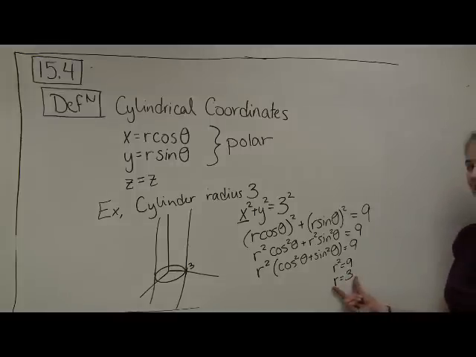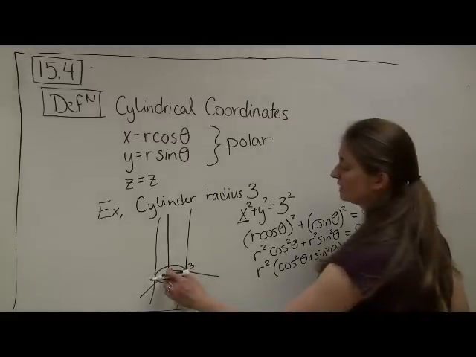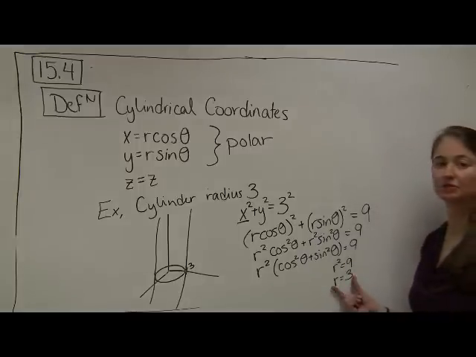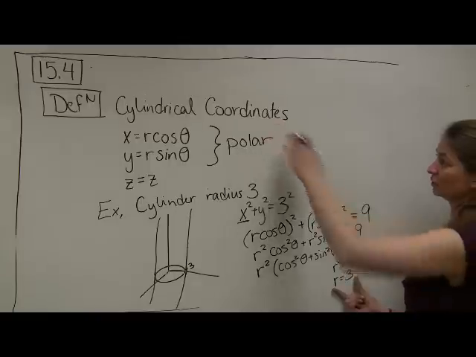Notice I'm not actually going to do plus or minus 3 in this case, and the reason why is that a negative radius doesn't make sense. Typically we restrict ourselves to thinking about positive radii when we're dealing with cylindrical coordinates.